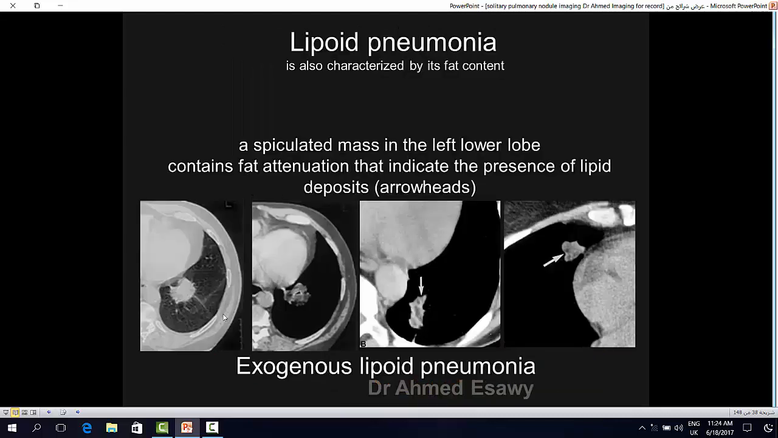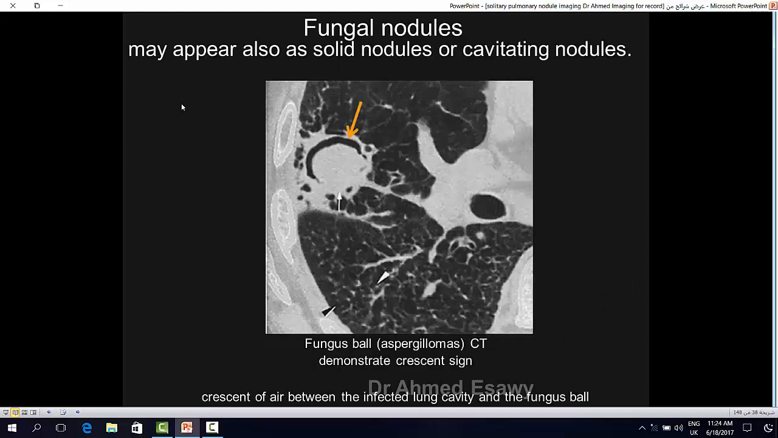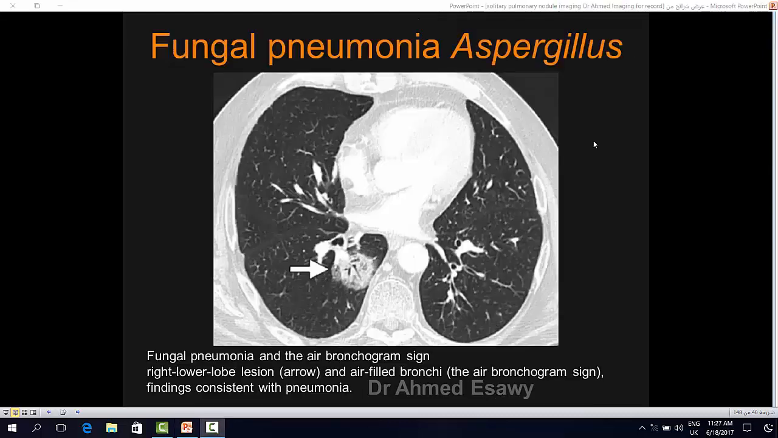Lipoid pneumonia: a spiculated mass in the left lower lobe containing fat attenuation, indicating the presence of lipid deposits. Exogenous lipoid pneumonia may appear as a solid nodule or a cavitating nodule. A fungal nodule may present as a solid nodule or cavitating. Fungus ball, aspergilloma, with the crescent sign: a crescent of air between the infected lung cavity and the fungus ball.